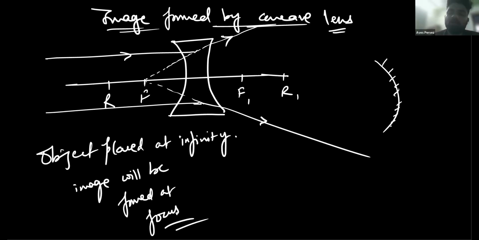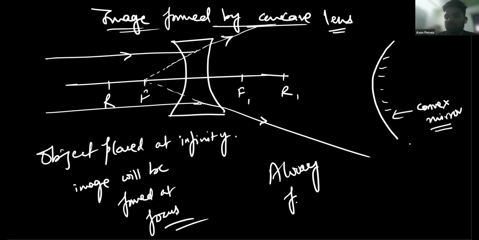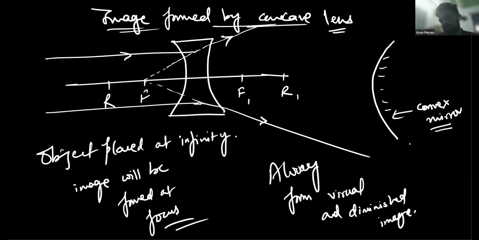Like the convex mirror, this concave lens is opposite. Like this mirror, which always forms a virtual image, this concave lens always forms a virtual and diminished image. Okay, you got it?